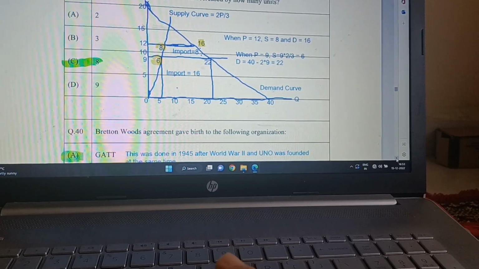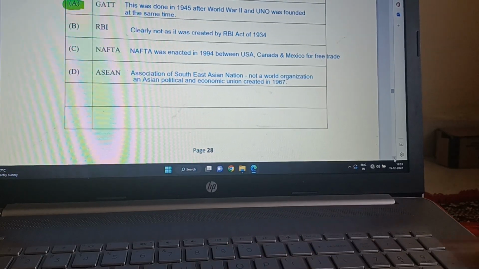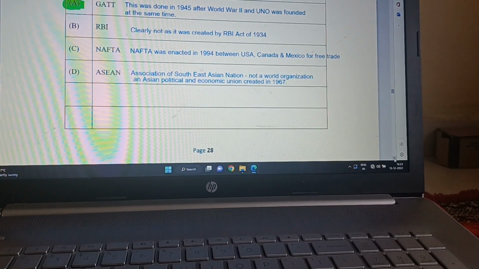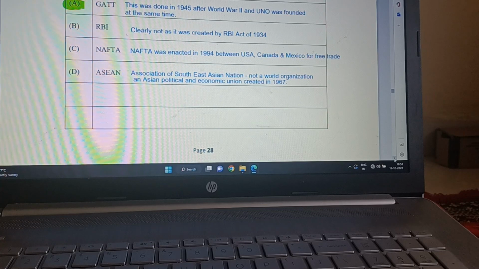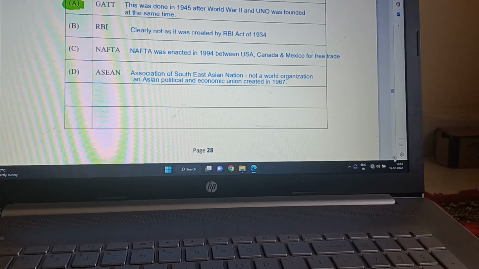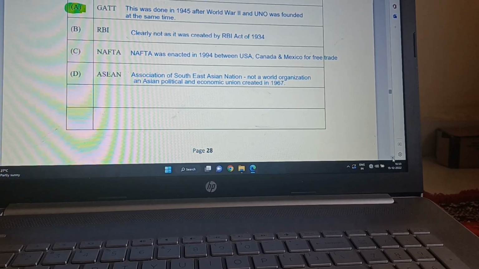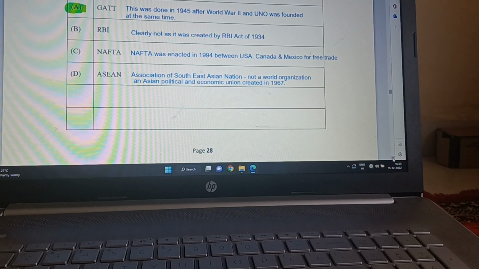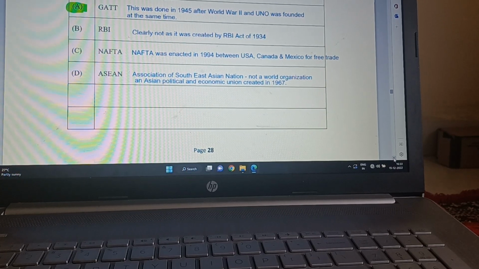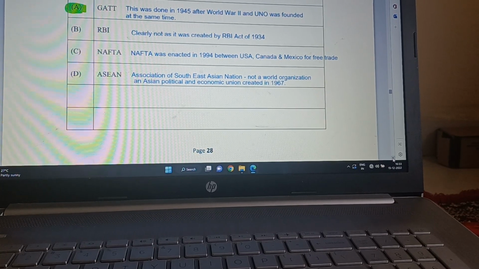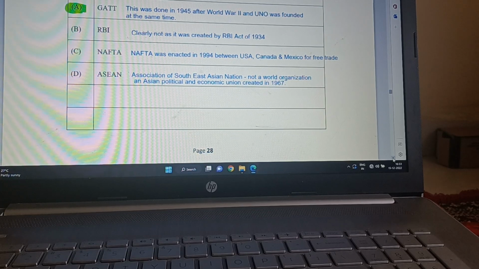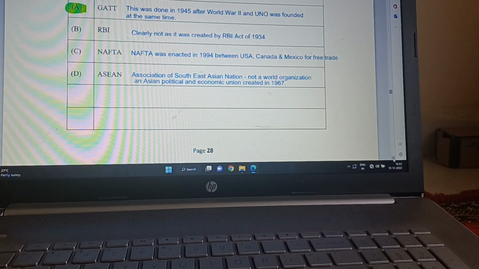Now I go to the next question, and it says Bretton Woods Agreement. Bretton Woods is in the United States, and it was a good meeting place at that time. It has good offices, good buildings, but now it is considered of quite a lower standard. So the Bretton Woods Agreement gave birth to the following organization. This agreement happened after the Second World War in 1945, when the UNO was founded.